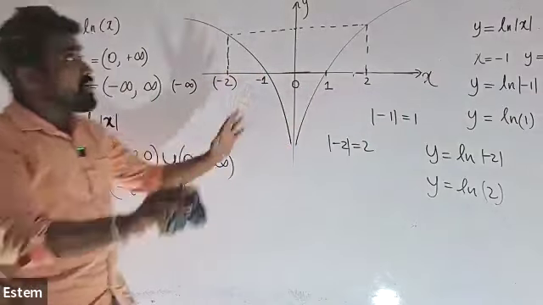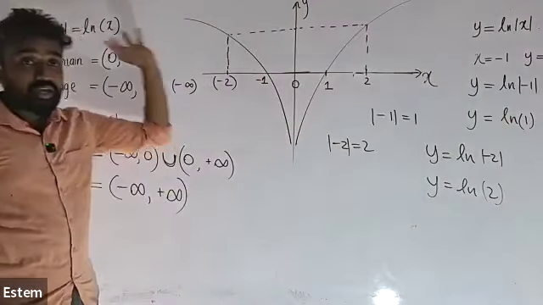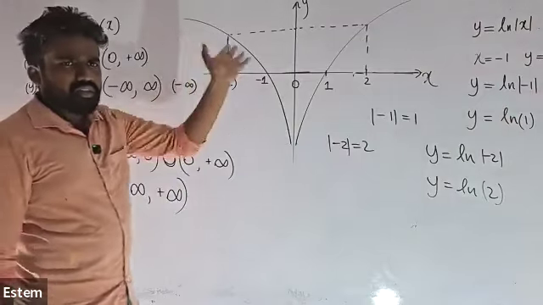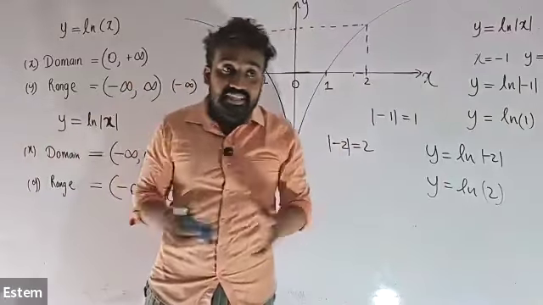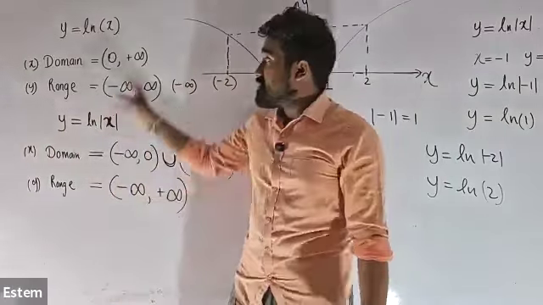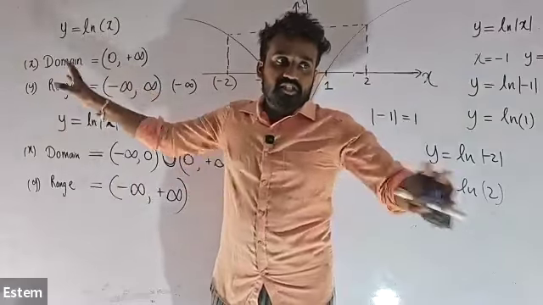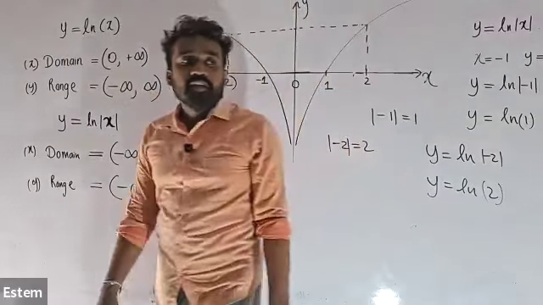That's reflecting the graph, because the modulus gives only the magnitude. But if it is y equals ln x here, for the negative values of x the graph does not exist. It means the domain is 0 to infinity, with no negative x values.